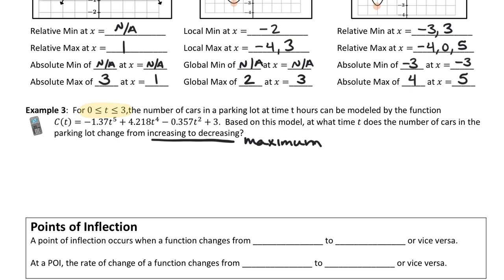-1.37 times t, which we'll use x, because that's how the calculator thinks, raised to the 5th power, plus 4.128 x to the 4th power. I know it says t, but we're using x's.